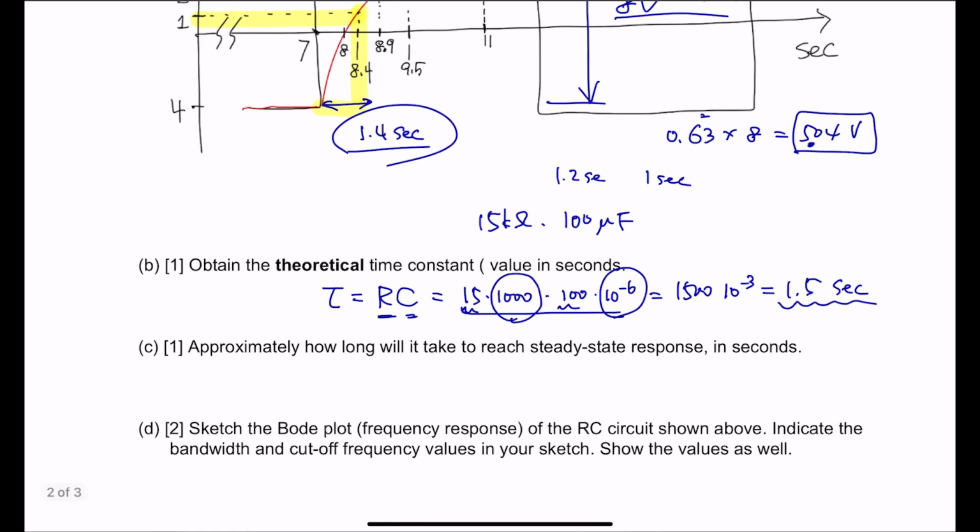And then the next problem is approximately how long will this take to reach steady state response? In seconds, so I told you 3 to 5 times the tau. That's a reasonable guess. So we got 1.5, so 4.5 to like 7.5 seconds, something like that. We're all good here.